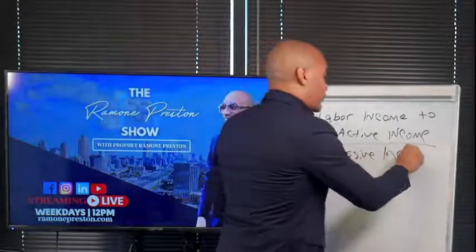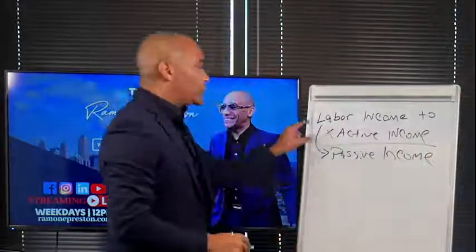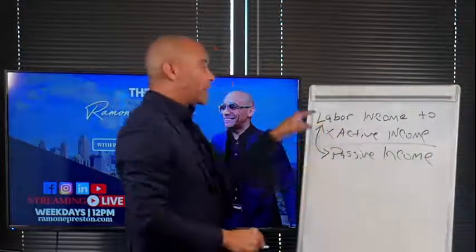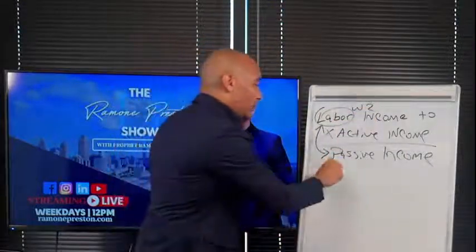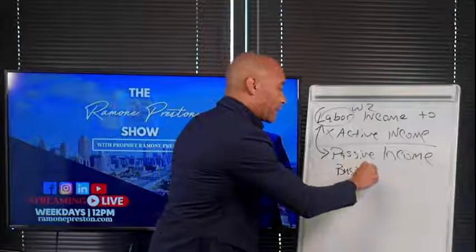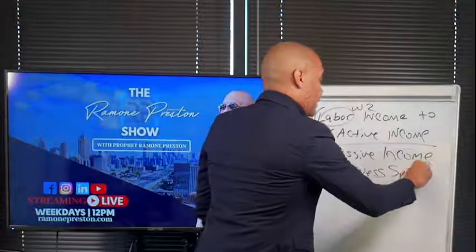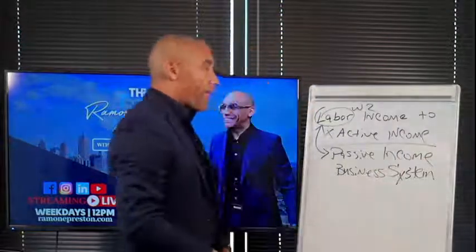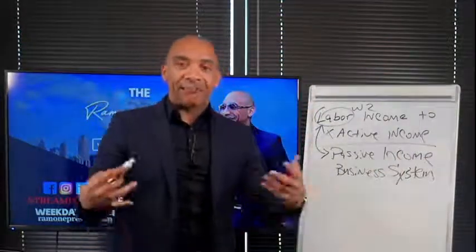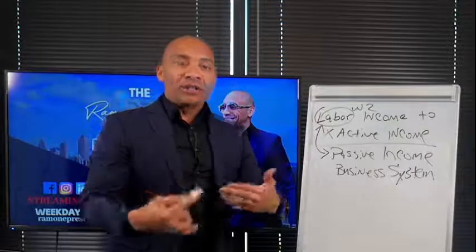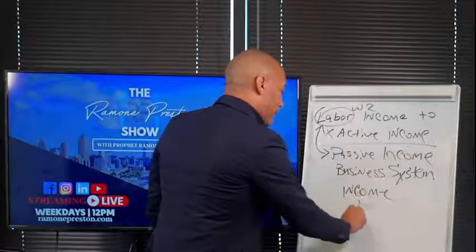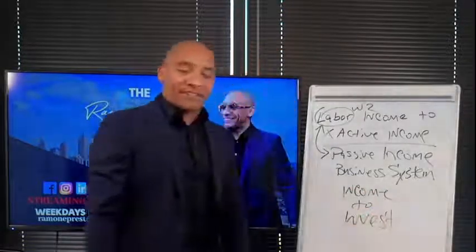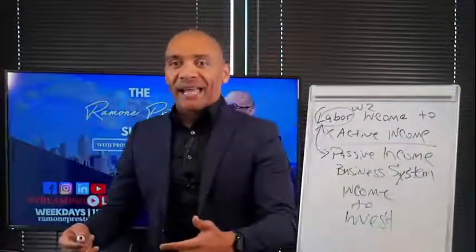And if you're smart, you'll do both of these together. You'll keep your job as a W-2 and you will own a business. You'll own a business system and you will build that business system out until you have enough income to invest. And what are you going to invest in? You're going to invest in more business systems and more assets that do what?